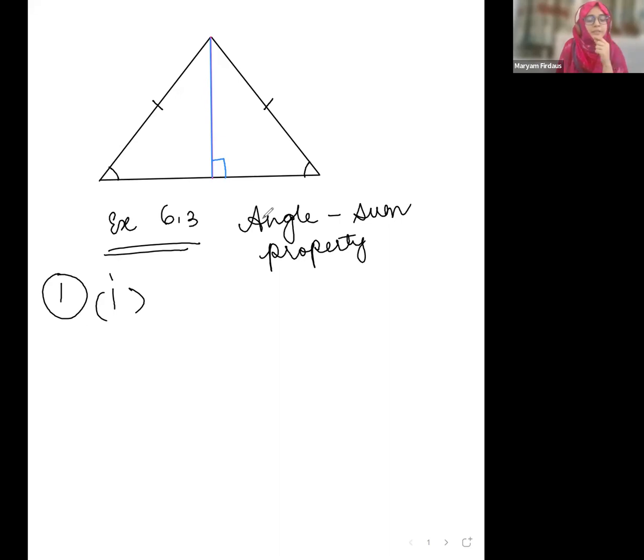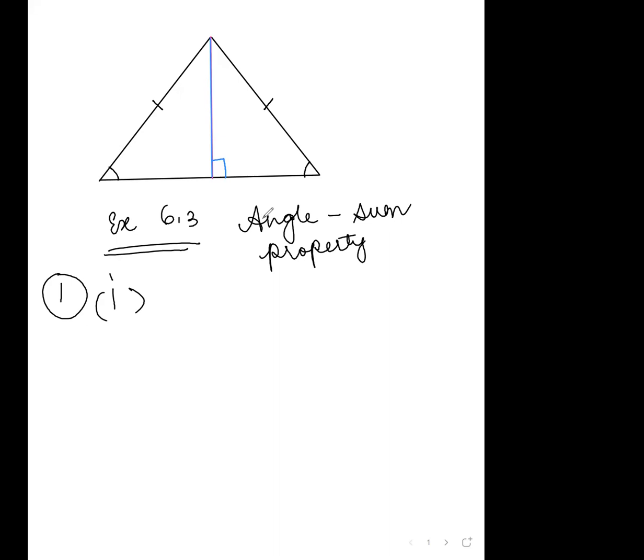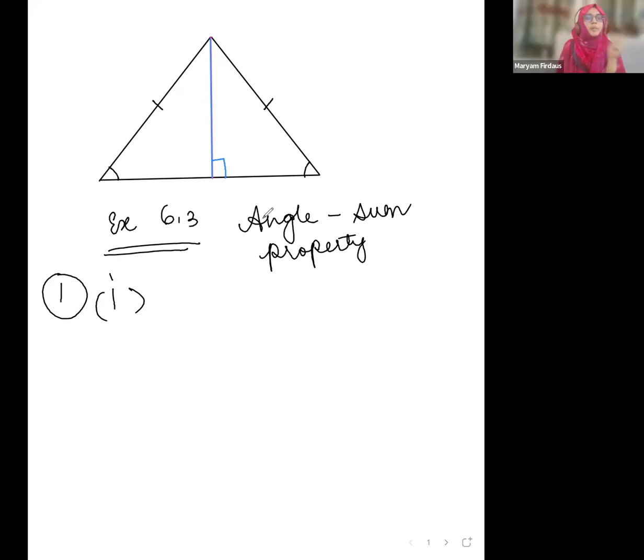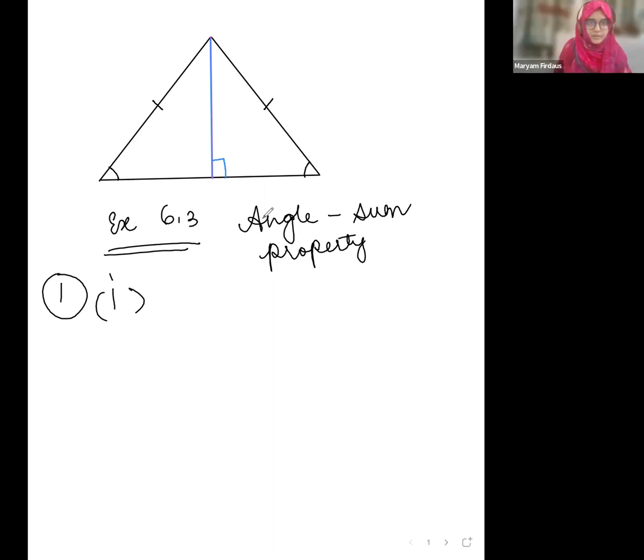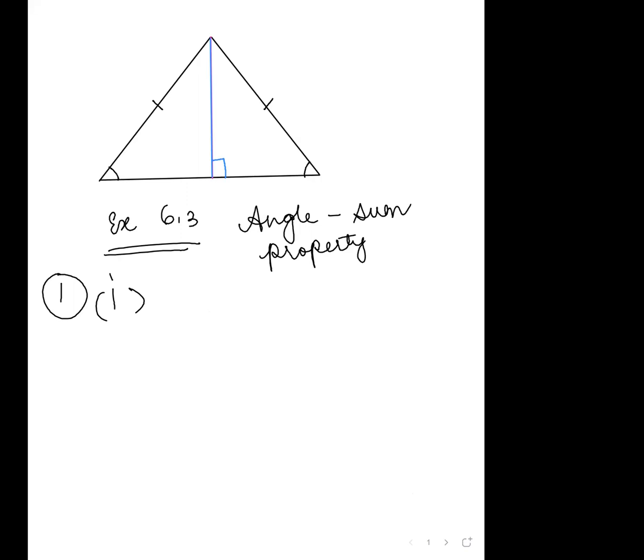Do you remember the activity that we did? Just before the class ended, we did that activity. It was a cut and paste activity. Do you remember how all three of those angles were aligning on the same line? Yeah, I remember. Now you recalled it? Okay, good. So now let's do that question.